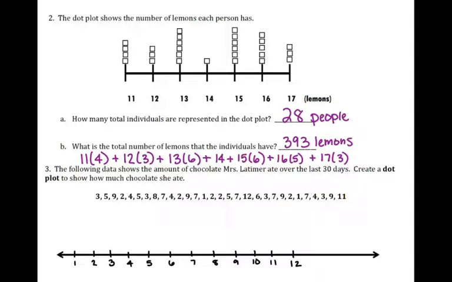I went ahead and already put the numbers on my dot plot. I'm also going to title it. I can go ahead and title it number of chocolates eaten. And all I'm going to do is put a dot on top of each number as I go through the 30 days.